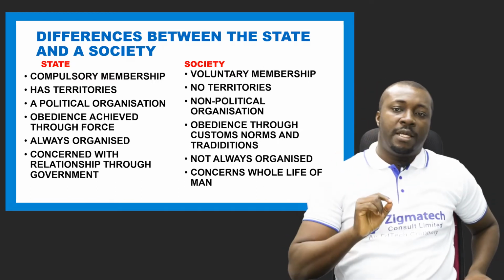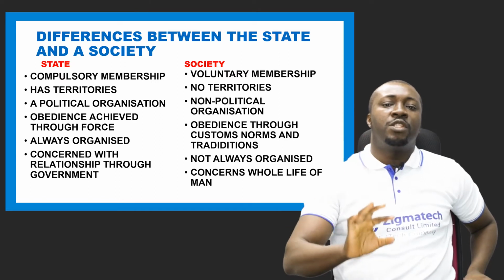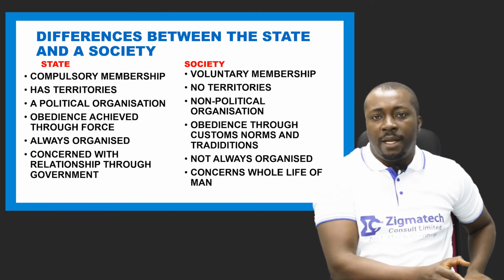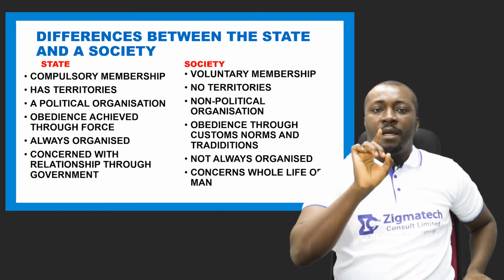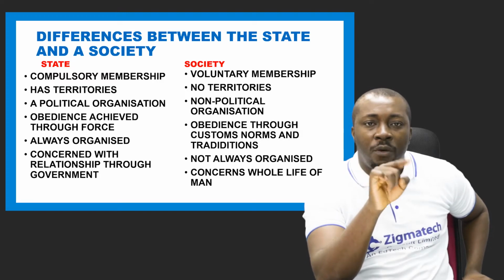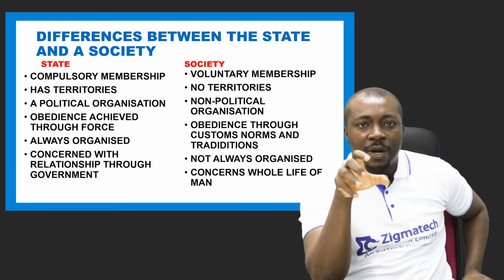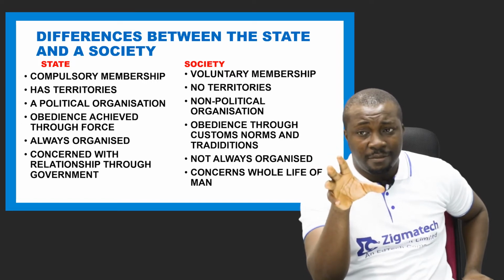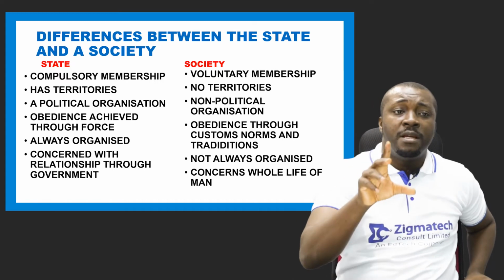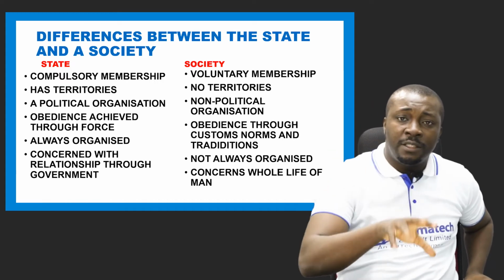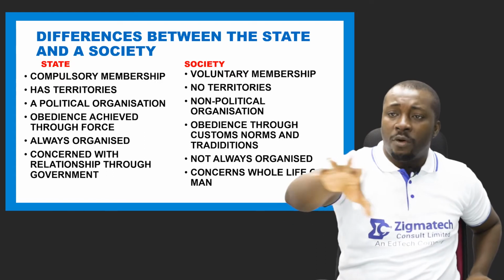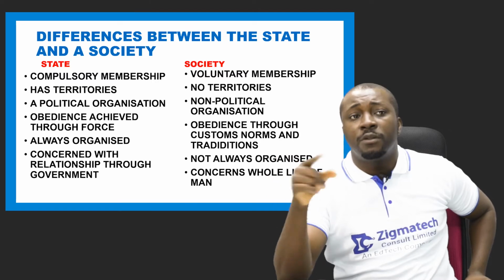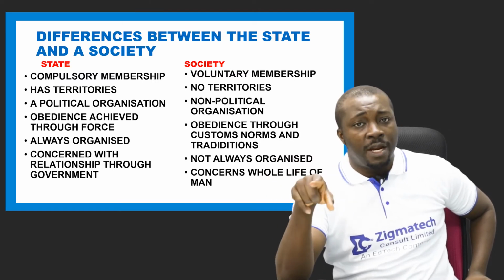Now, the state is concerned with relationships through the government. All relationships through the government are the concern of the state. Now, society is about the whole life of man. And that is why at times man finds himself in more than two societies. Because it has to do with your family, society is there, the kindred is there. So many societies are about all the aspects of the life of man, even the school. You see different societies. So it's about the whole life of man.